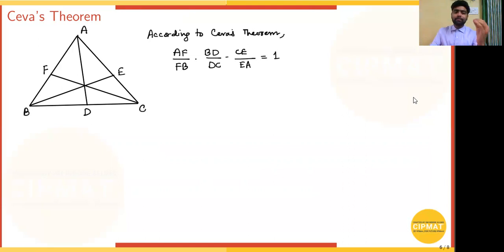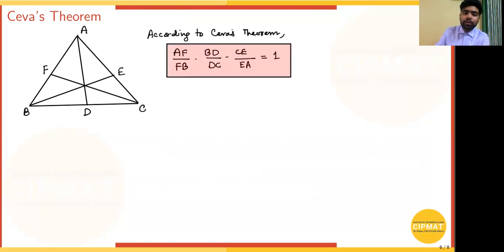That is, I have just three lines from A, B, and C intersecting at one point, and I say that AF upon FB multiplied by BD upon DC multiplied by CE upon EA is equal to 1. So this is your Ceva's theorem. Do remember this particular thing. Now, how do you remember this?